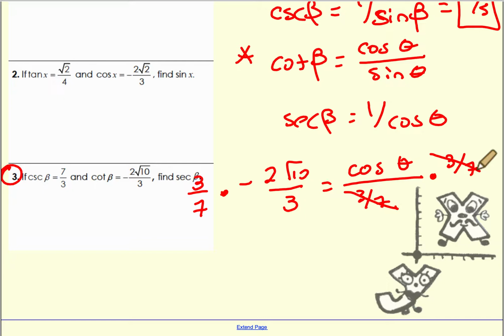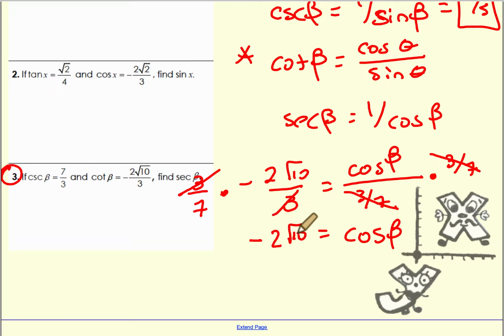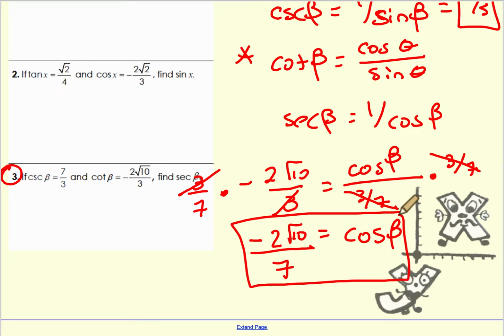So those cancel out, which gives me cosine. I put theta, and that is my bad. I meant beta. Okay, so we have cosine of beta. This 3 cancels that 3. So we're left with negative 2 square root of 10 all over 7 by just multiplying fraction stuff that I learned in middle school.